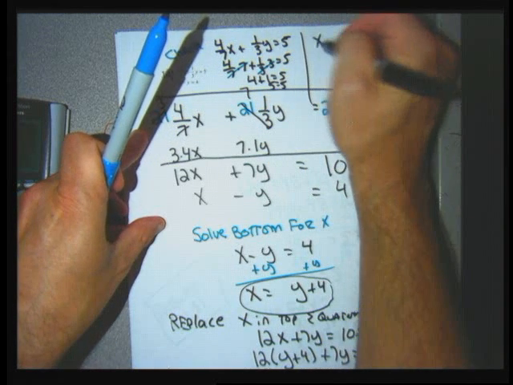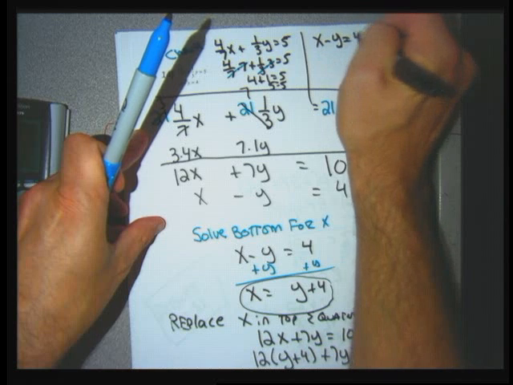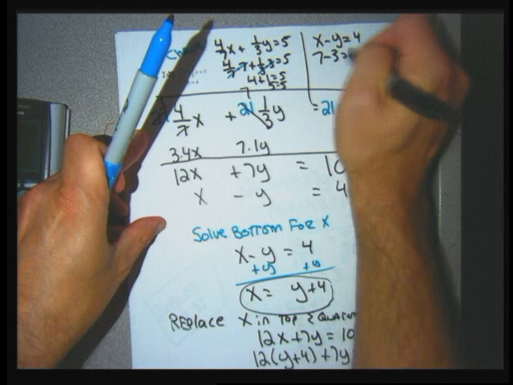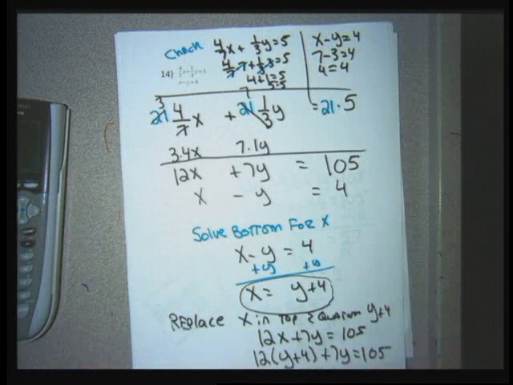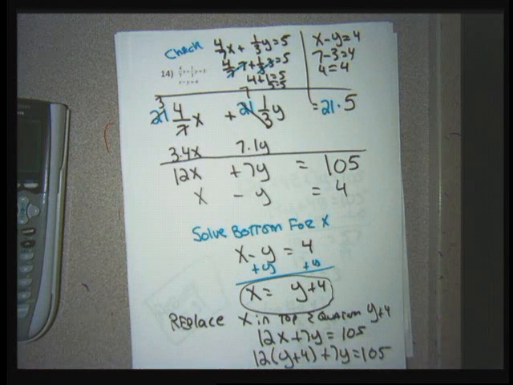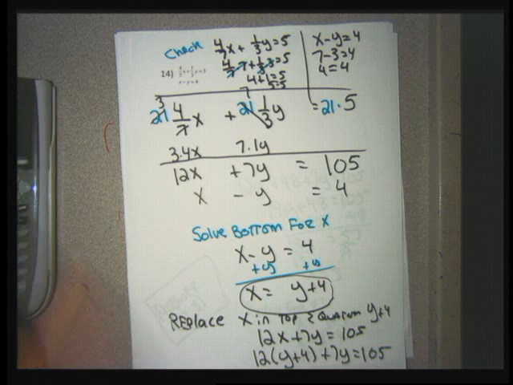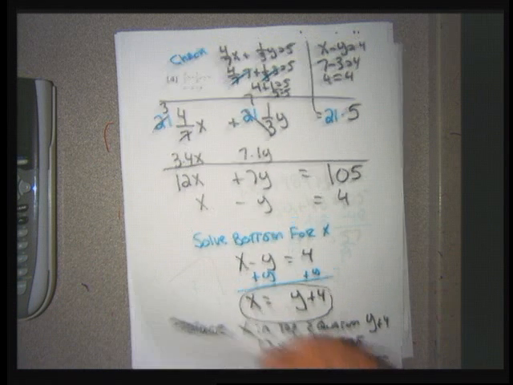In the bottom equation, I have x minus y equal to 4. I'll go 7 minus 3 equal to 4. And that'll give me 4 equal to 4. Because when I plug in 7 for x and 3 for y separately into each equation, I get two true statements. 7, 3 is the solution to the system of equations.